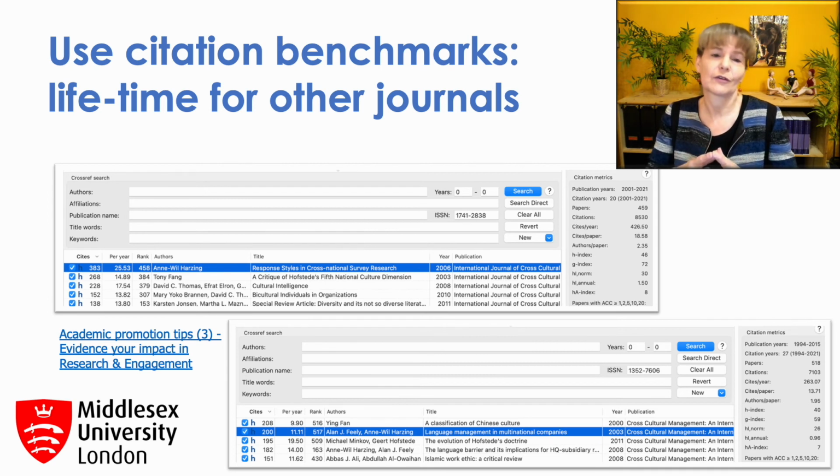Again, if you want to know more about how to make your case for citation impact, have a look at the blog post that I've listed on this page. And if you are going up for internal promotion at Middlesex University, I'm always happy to have a look at your case and provide you with advice on citation metrics before you submit it.